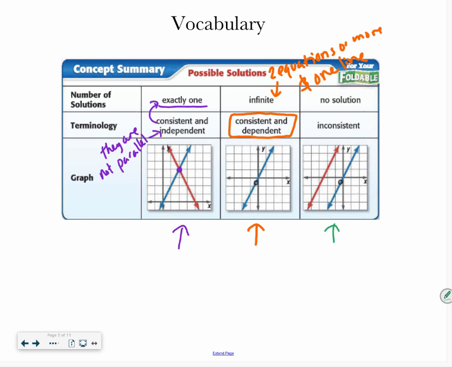And then if you look at our last option, you have two lines that are parallel. They are never going to meet, so that means there's no solution, because our solution is always where the lines intersect. So parallel lines never intersect. That means there is no solution. And we describe that graph as being inconsistent, okay?